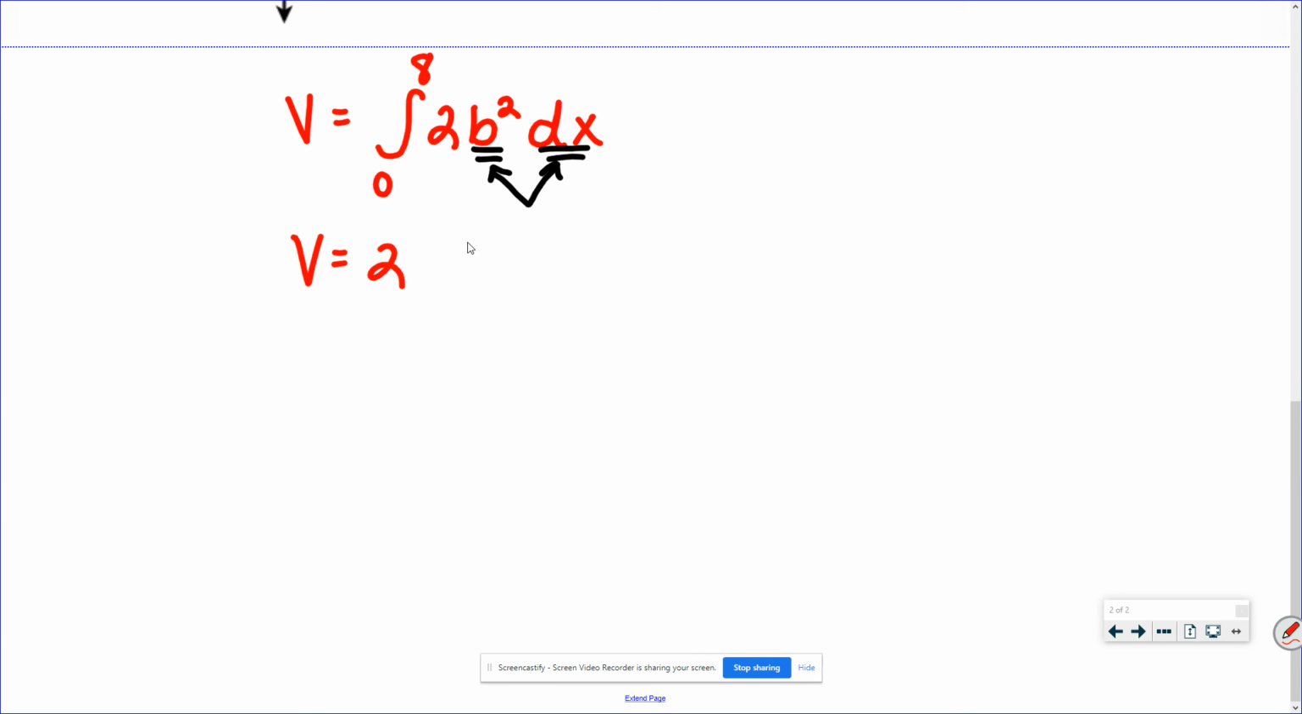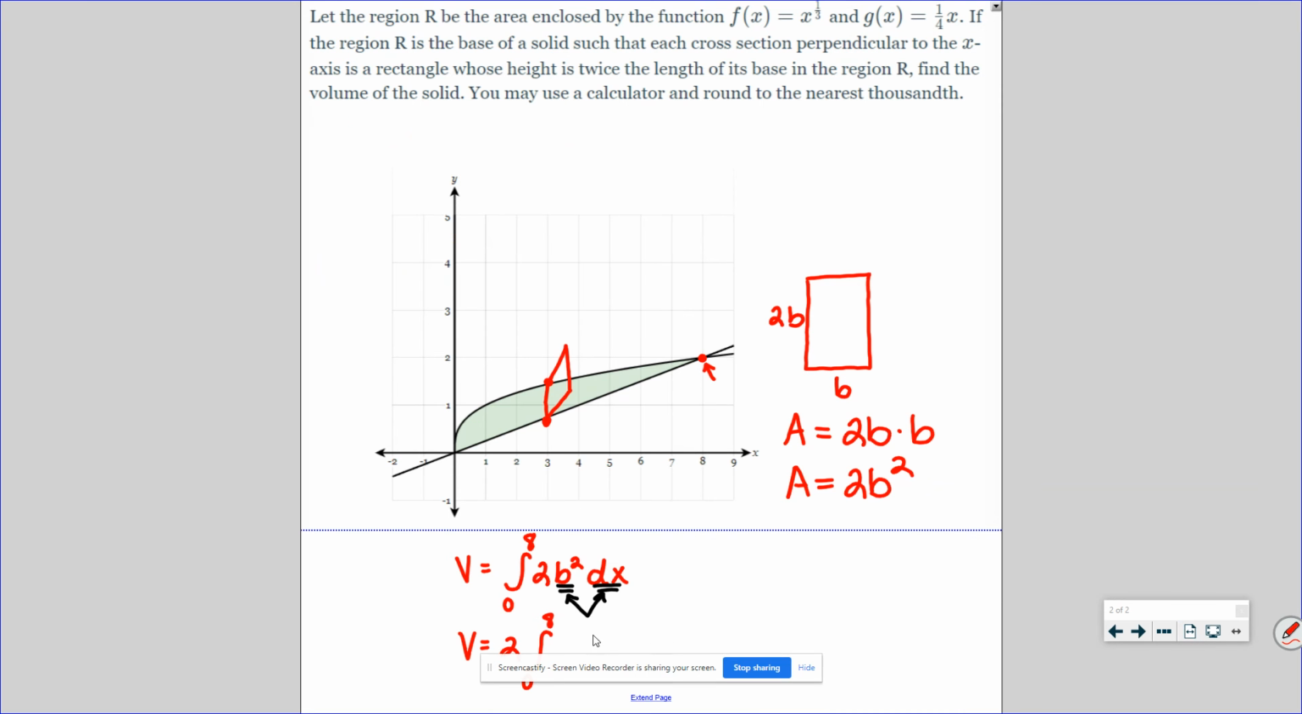I'm going to go ahead and move the 2 out of the integral as well. Again, that's not something that's necessary. I just prefer that. Okay, so how do I change this to an x? Well, I'm going to look at the rectangle I drew, and I'm going to think about how the length of the base relates to these equations that are given here on this graph.